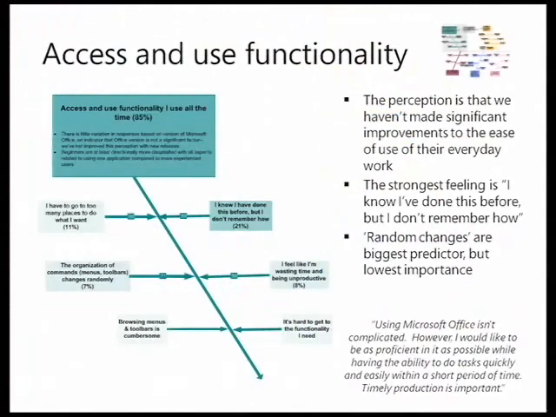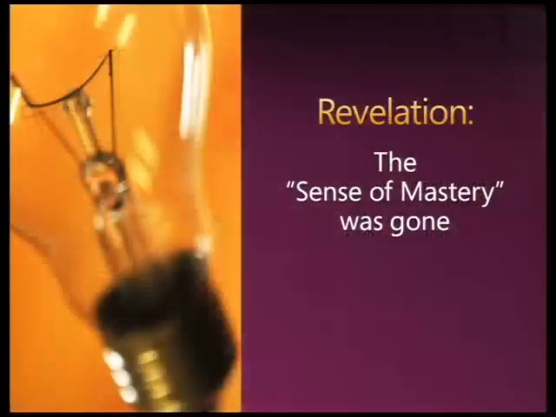Things like, "I know I've done this before, but I don't remember how," contributes 21% to people being dissatisfied in this way. "The organization of commands changes randomly" has a 7% effect. And you can see the kinds of quotes that we got. So the fish was our way of taking all of this data and trying to formulate an idea of which were the kinds of things that really annoyed people and which were the things that didn't annoy them as much.